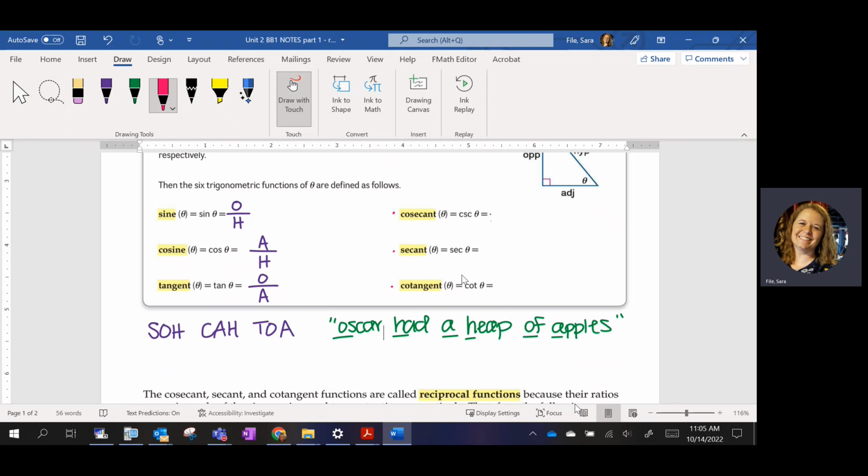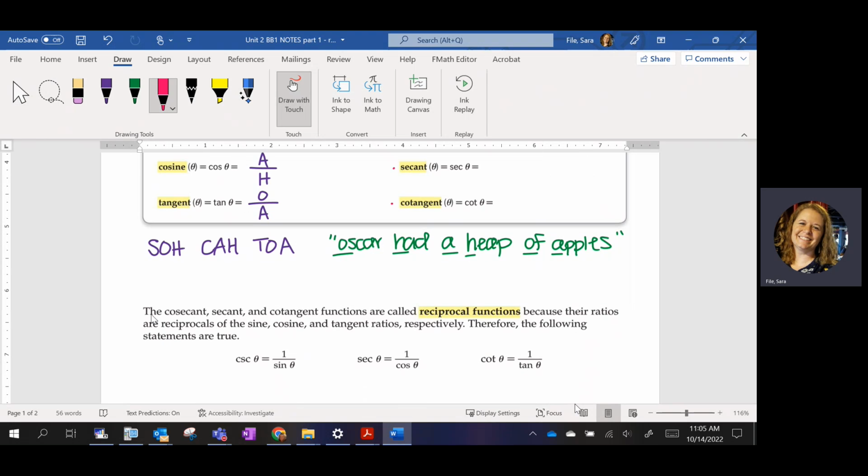So you can use these abbreviations for these new ones. Now, the relationship for these new ones that you haven't seen before: cosecant, secant, and cotangent are reciprocal functions. Who remembers what reciprocal means? Opposite of. What's changing when you take a reciprocal? What do you flip? In a fraction, you flip the numerator and the denominator, right? So that's what a reciprocal is.